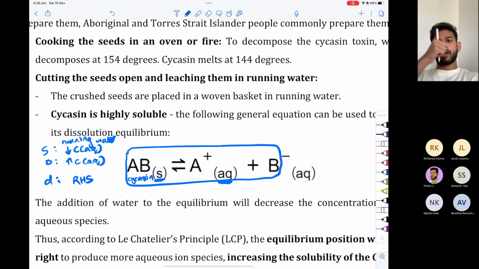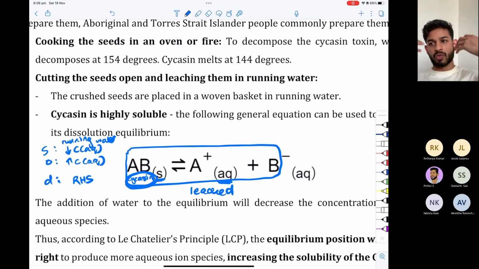Right-hand side, right? It shifts to the right-hand side. And what ends up happening is the solid cycasin toxin gets leached away into its aqueous form and removed by the running water. So after doing this for a couple of days, the cycad seeds would become non-toxic, safe, and ready to eat.